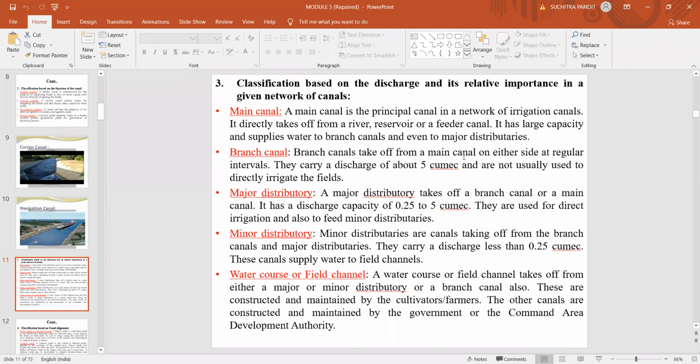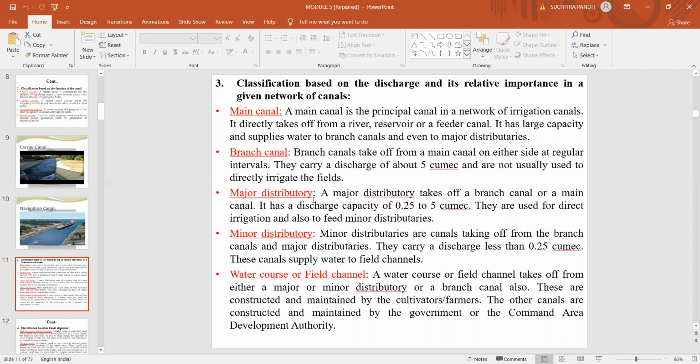A branch canal takes off from a main canal on either side at regular intervals, and they carry discharge of about 5 cumecs, which is less than the discharge in the main canal, and are not usually used to directly irrigate the field because it also carries heavy discharge of the order of 5 cumecs.